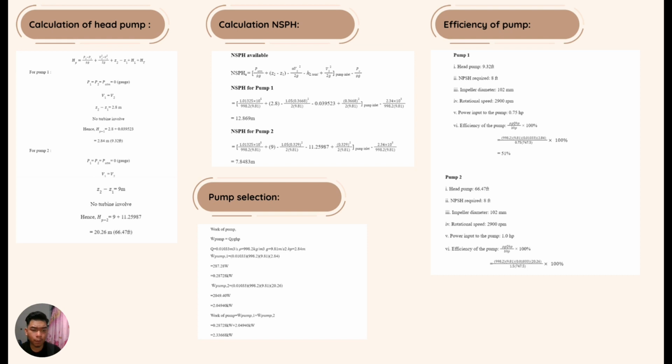For the pump work, we use the formula rho g H Q. We calculate it for pump 1 and pump 2, and then we total up, and we got 2.33668 kilowatt. And then for pump efficiency, we got pump 1 efficiency of 51%, and pump 2 efficiency of 87%.